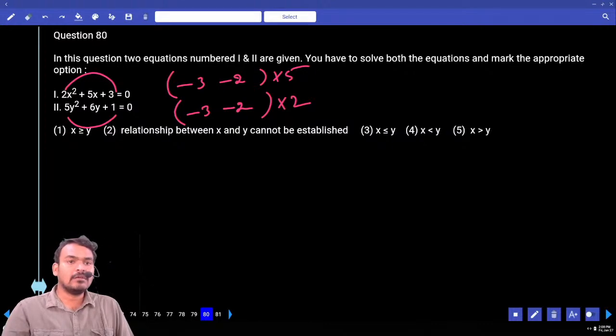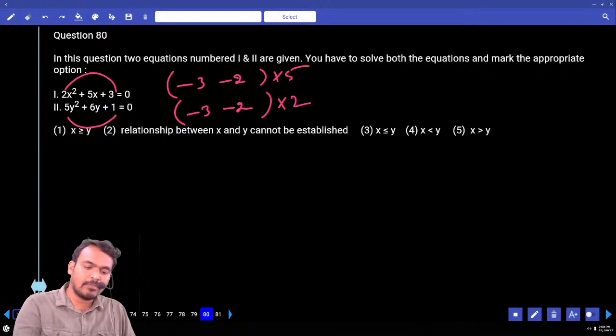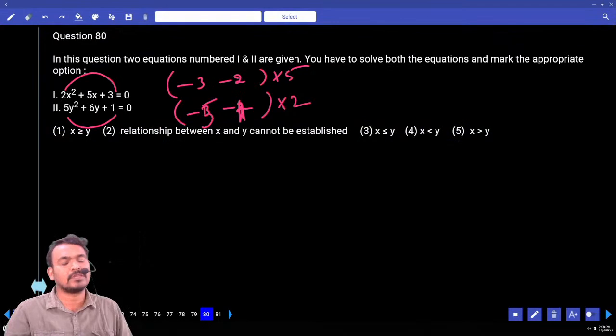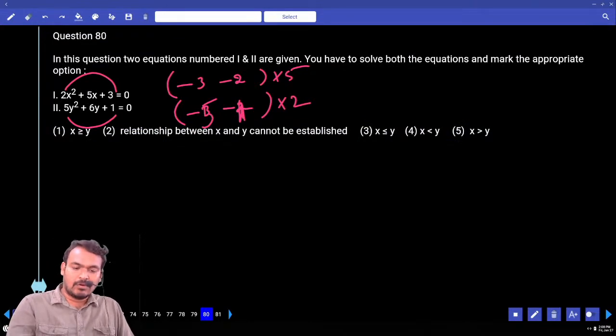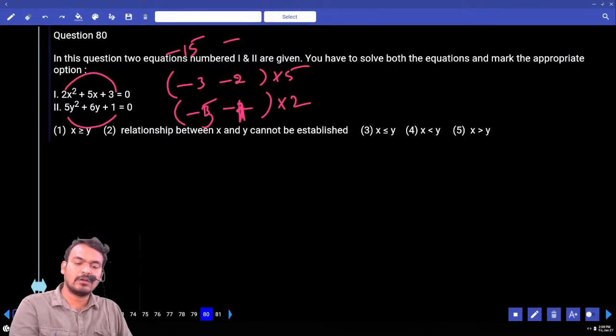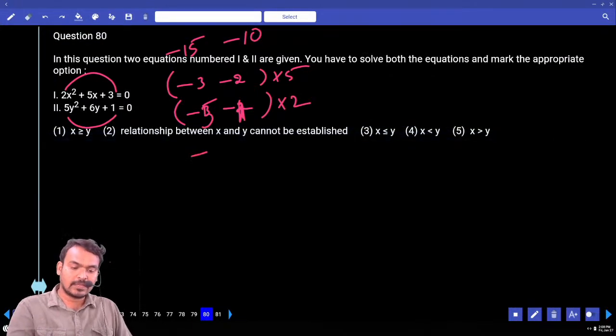Sorry. −5 and −1, because product will be 5, sum will be 6. −5 and −1. 5 3s are how much? 15. −15. 5 2s are −10. 2 5s are −10.